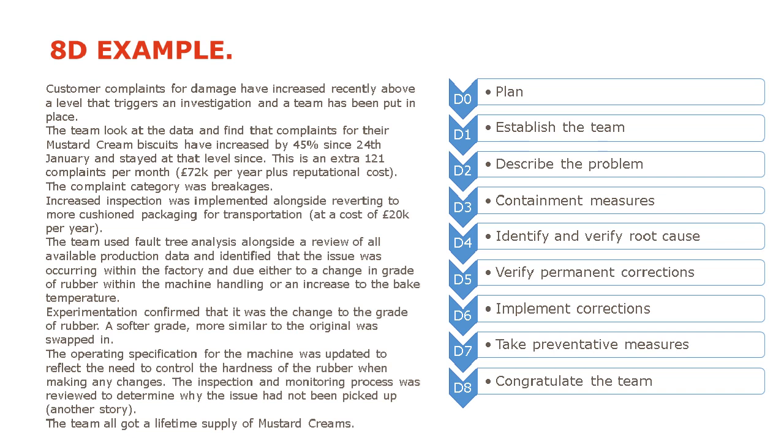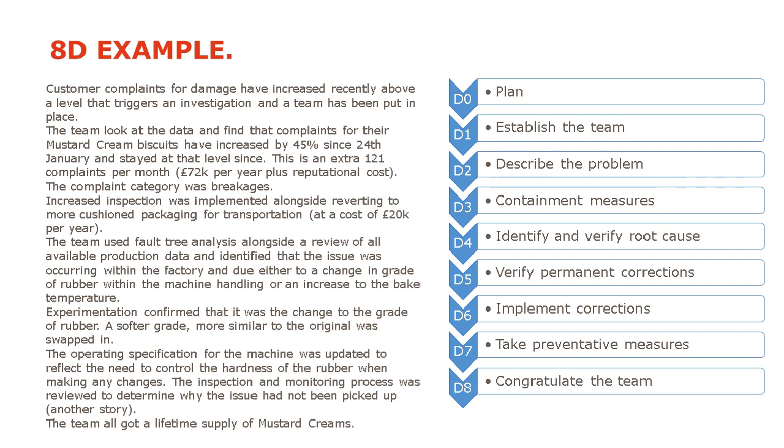So we know a little bit about the plan and established the team and described the problem. They put some containment measures in place, which was to put some extra inspection in place, and also increasing the packaging to help with transportation, which has cost associated with it, but hopefully it's worth it for a temporary measure and we won't need it there too long. The team then do some work, they dig into this, they use fault tree analysis, they review all the production data, create some process maps, some timelines and things like that, and they find two potential things that could be the cause here: a change in the grade of the rubber or an increase in the bake temperature. So they do some experimentation.